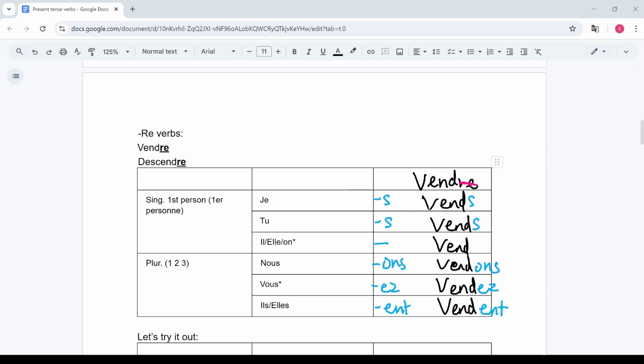And so here's what we're left with. Je vends. Notice, don't pronounce the S, don't pronounce the D. Je vends. Tu vends. Il, elle, on vend. Nous vendons. Vous vendez. Il, elle, vendent. ENT is not pronounced.